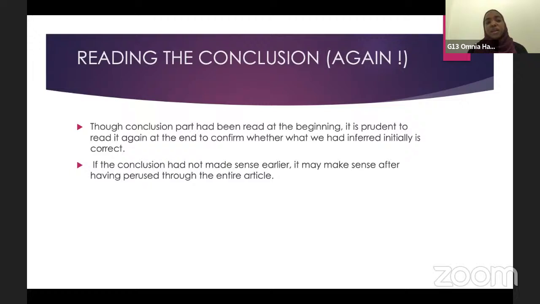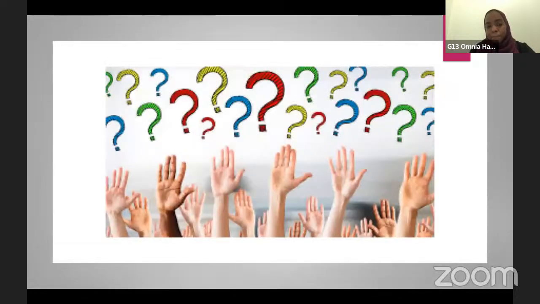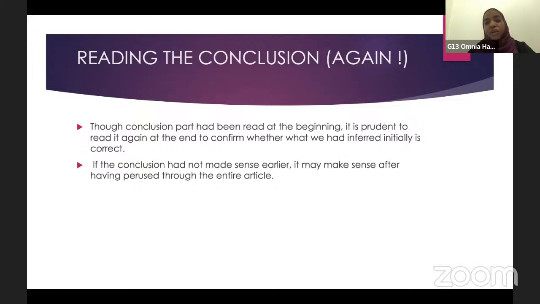The last thing is reading the conclusion again. Though the conclusion part had been read at the beginning, it's prudent to read it again at the end to confirm whether what we had inferred initially is correct. If the conclusion had not made sense earlier, it may make sense after having pursued the entire article. Okay, and this is the end of my presentation.